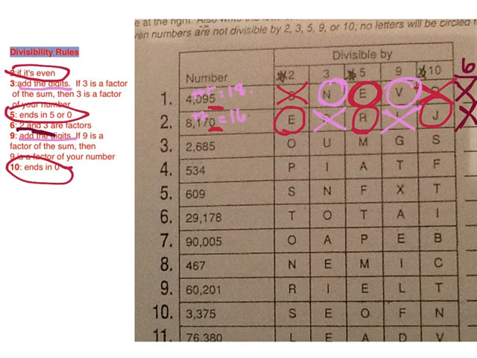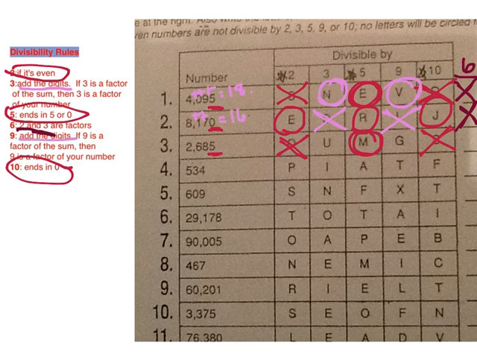2,685. To check for 2, 5, and 10, I look at the last digit. It is 5. Is that even? No, so 2 is not a factor, or it is not divisible by 2. That's the same thing. To check for 5, does it end in 5 or 0? Yes, it does. It ends in 5, so it is divisible by 5. Does it end in 0? No, so it is not divisible by 10.